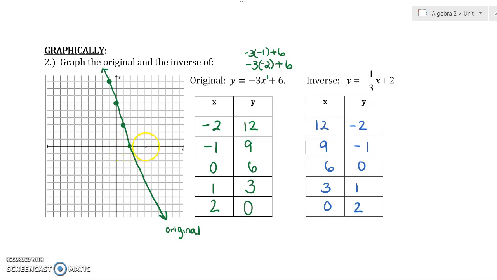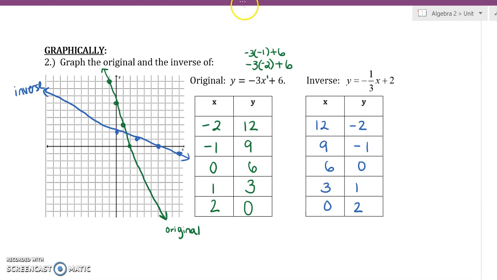1, 2, 3, 4, 5, 6, 7, 8, 9, -1. We have 6, 1, 2, 3, 4, 5, 6, 0. We have 3, 1, and we have 0, 2. And that gives us an idea of what our other line looks like. This is the inverse line. It helps having your idea as well. So this would be the inverse line.